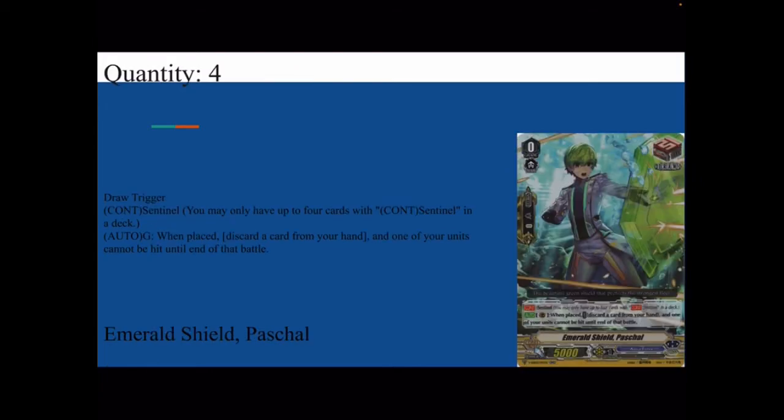Next up, we got four draw PGs. So Emerald Shield Pascal, he's basically the draw PG where you get a draw, and he's also a PG out of it. So he is a Sentinel though, so you can only run four of them, but that's still useful. Because who doesn't like draws? Who doesn't like PGs? You shove them together, you got the best of both worlds.